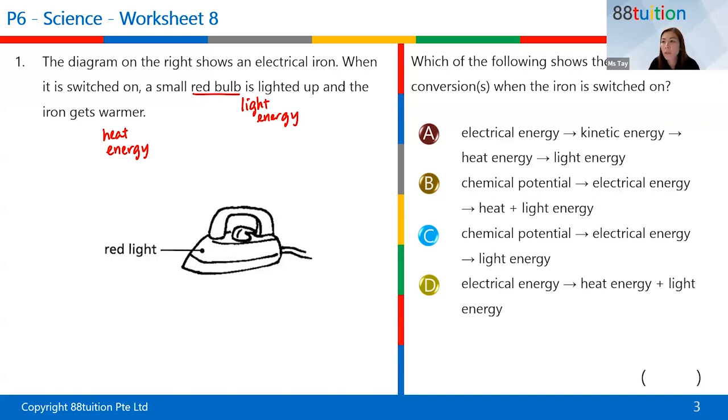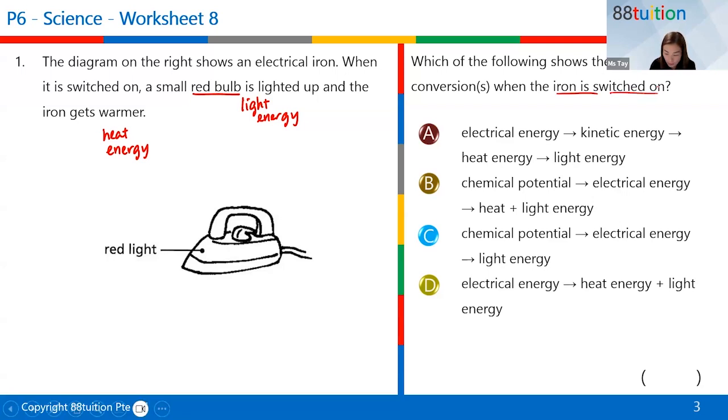Now, I see some comments in the chat already. I like to see all these kinds of comments, and we can discuss. So Natalie gave me some input, saying that answer should be either B or D, isn't it? Okay, let's look at B and D. Now they want you to identify the correct energy conversion when the iron is being switched on.